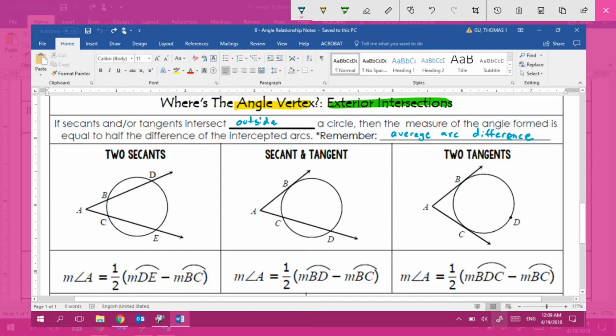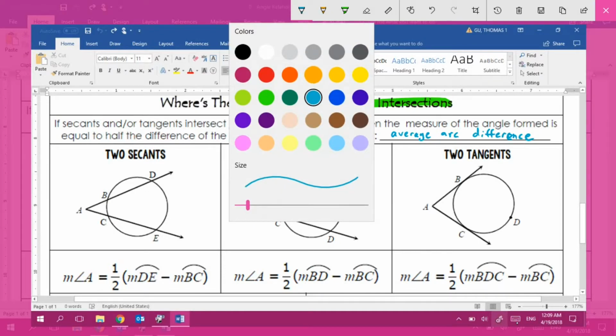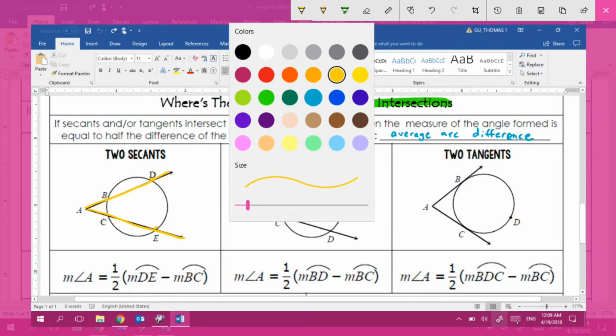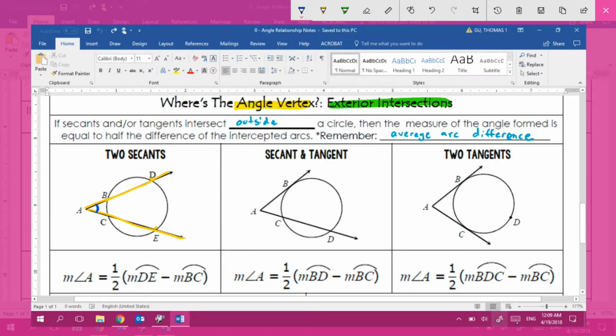There we go. All right, so let's say there's two secants. Now look, we have two secants here because they intersect at 2 points, you see? And AE intersects at 2 points. So that's a secant. And then the rule here is if I wanted to find the measure of angle A, which is this measure right here, I'm going to take the difference of half.